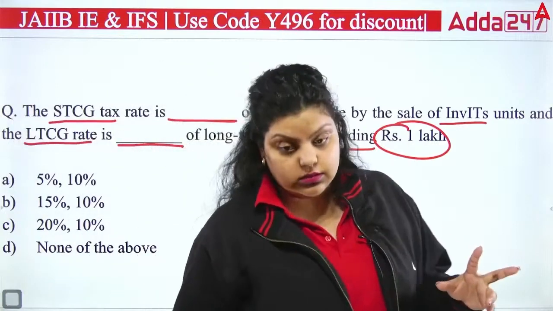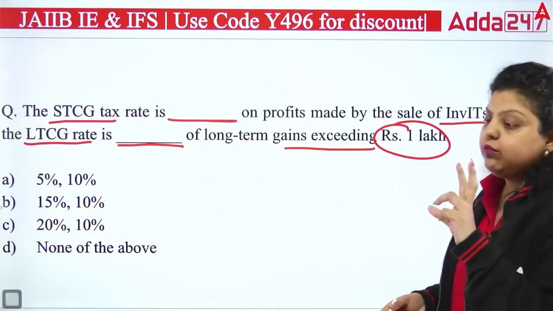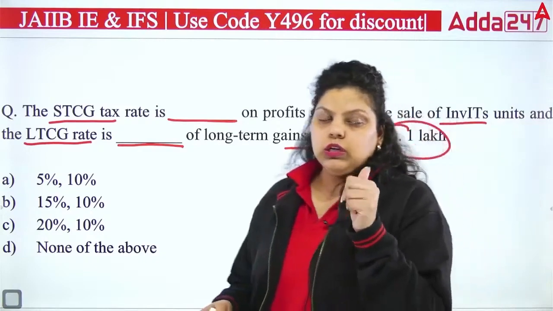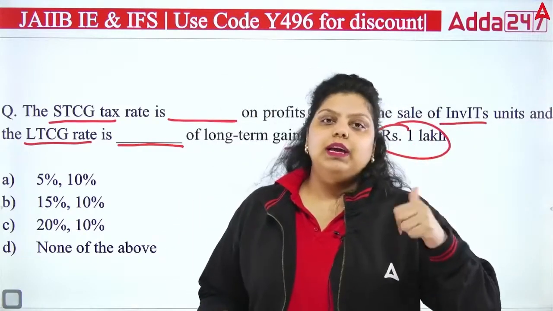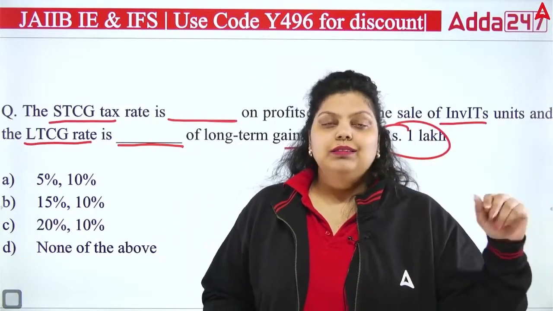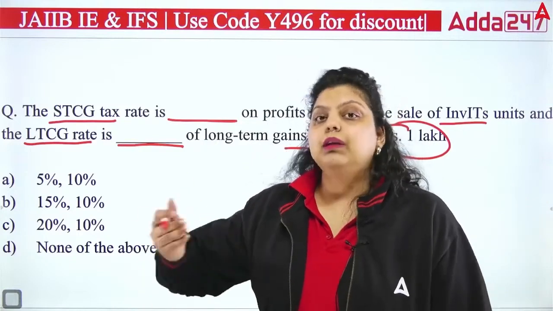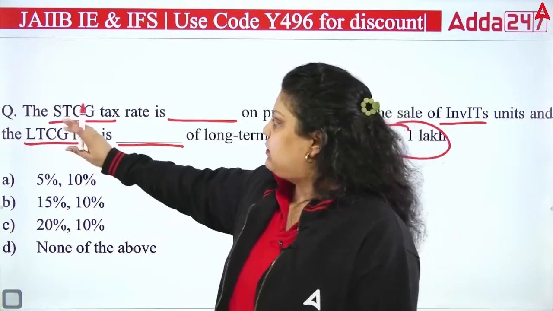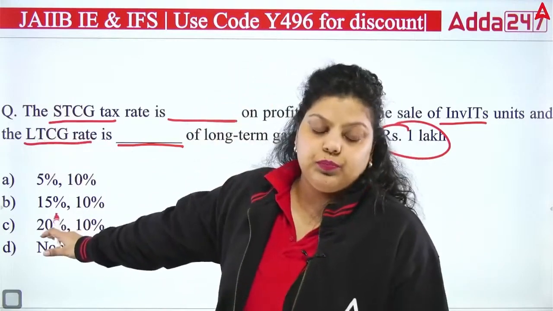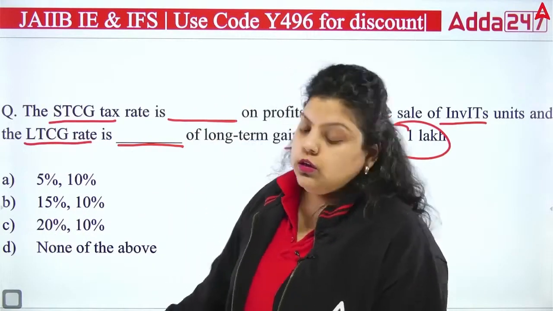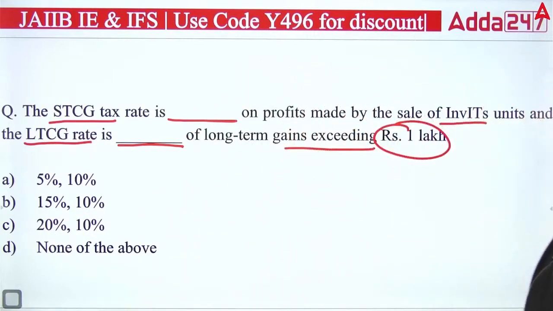And in both cases, in the InVITs, you have to pay taxes in two forms. The first form is you have to pay tax on the dividend. Second, you have to pay tax on the capital gain you are having, and the capital gain will be short term or long term. On that you have to pay taxes. So what actually is the rate that has to be paid in the short term capital gain tax and long term capital gains tax? A, B, C or D?